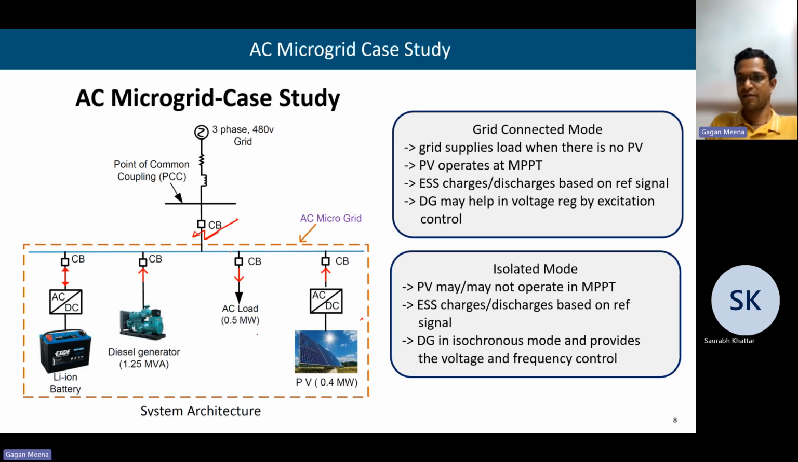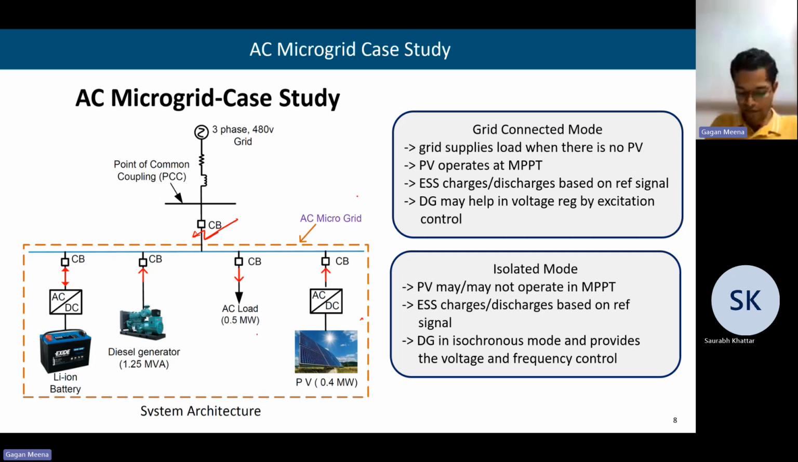It will operate as per the SOC of the battery. If the battery is already fully charged, then PV cannot operate at its maximum power point. Once the SOC reaches 0.9, the storage cannot be further charged, and PV will have to change its operation from the maximum power point. It cannot operate at maximum power point.